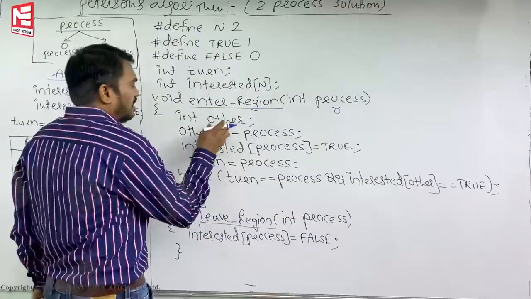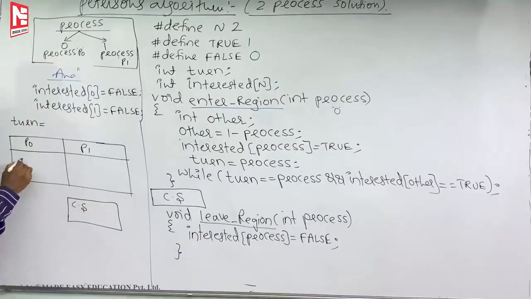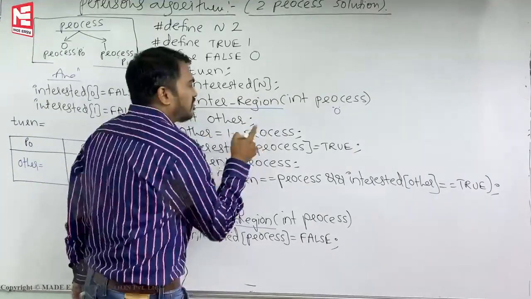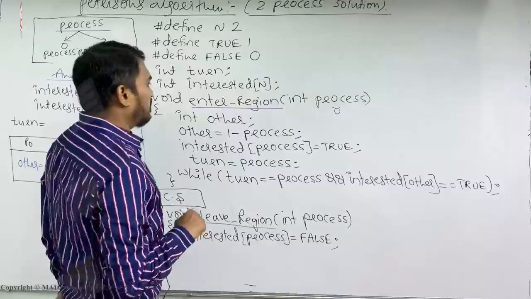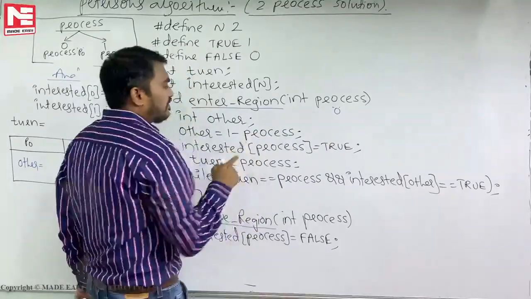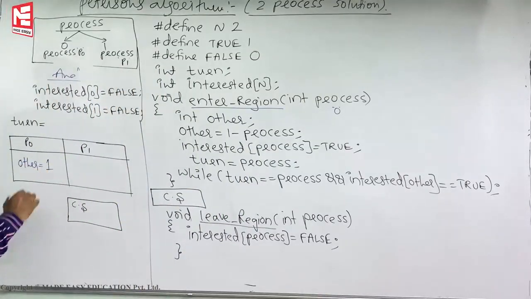So integer other, other is a local variable. So write here for P0, other. So other equal to 1 minus process. So what is the process value? 0. So 1 minus 0, 1 minus 0 means what, that is 1. So what will the other value be? 1.